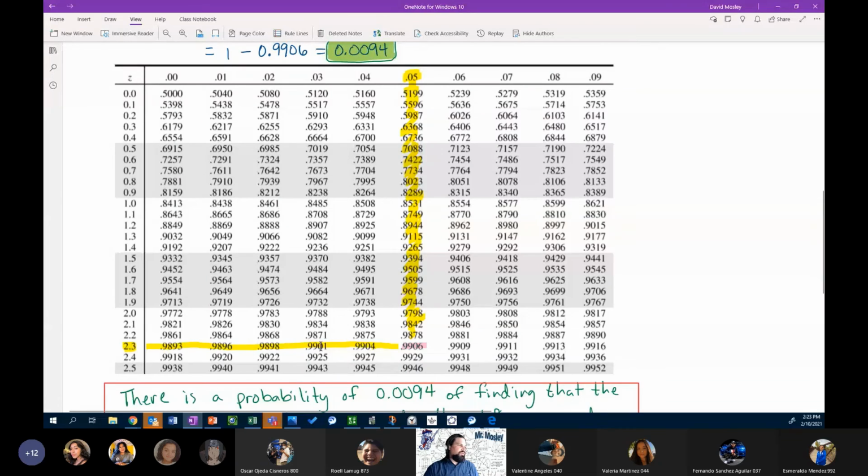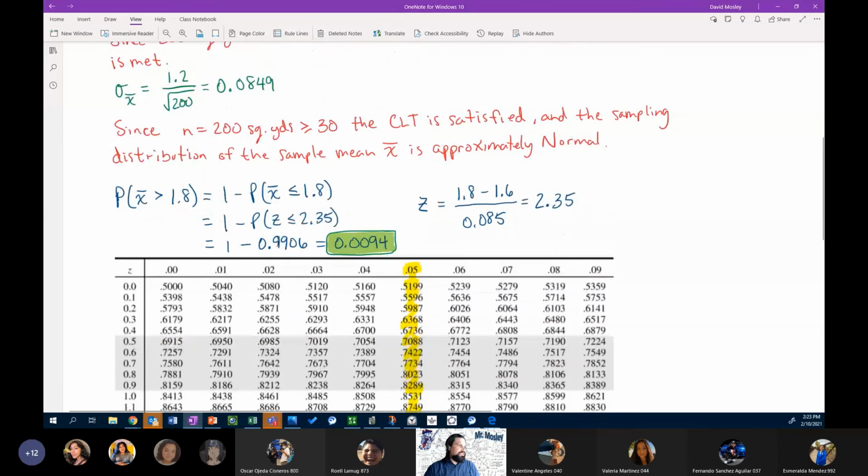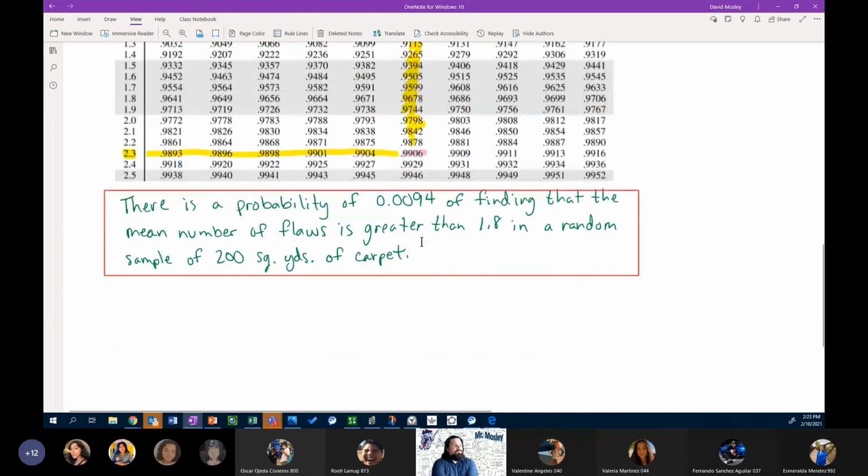We get 2.3, 0.05. We get 0.9906. That goes in for 1 minus 0.9906. We get 0.0094, a little less than 1%. So there's a probability of 0.0094 of finding that the mean number of flaws is greater than 1.8 in a random sample of 200 square yards of carpet. Pretty low chances.